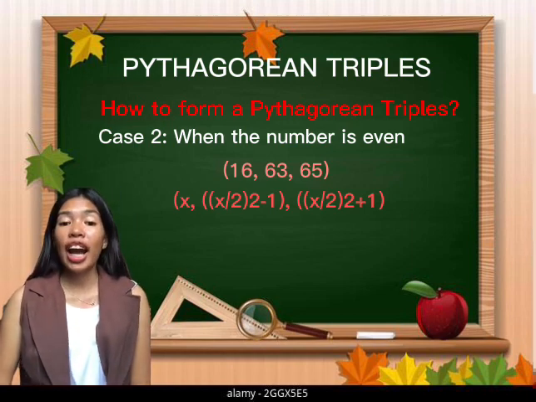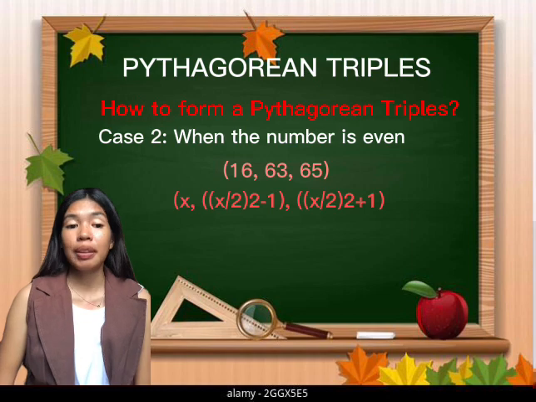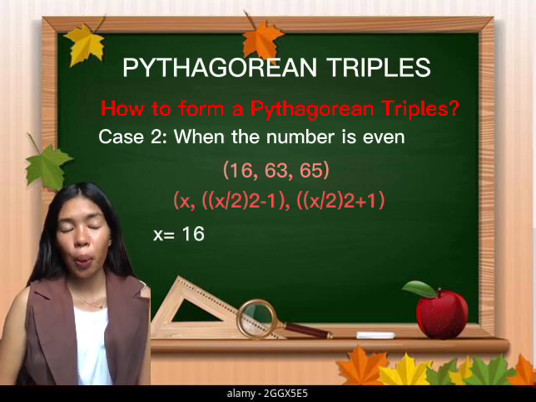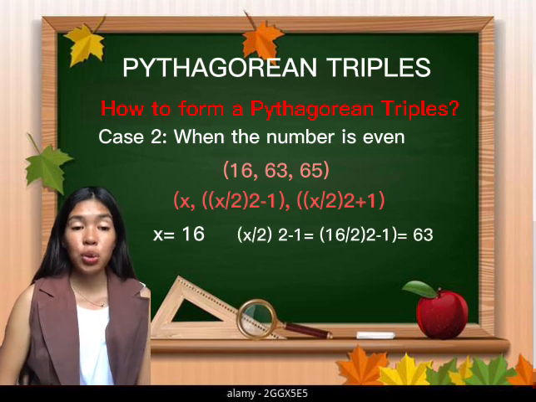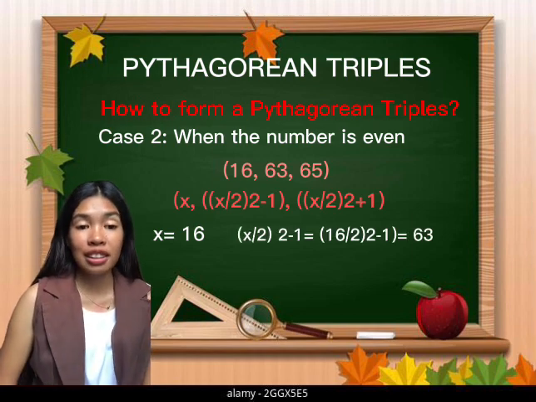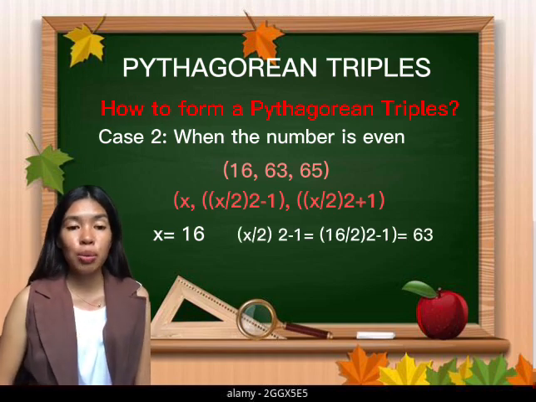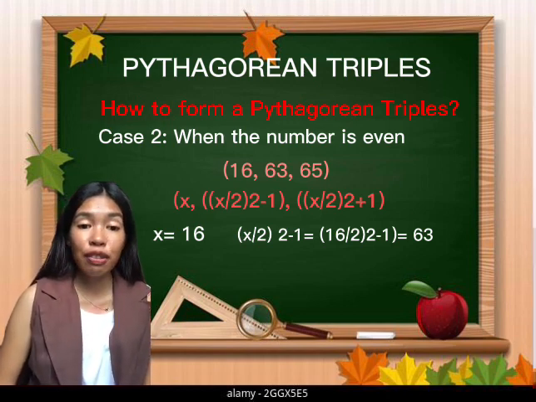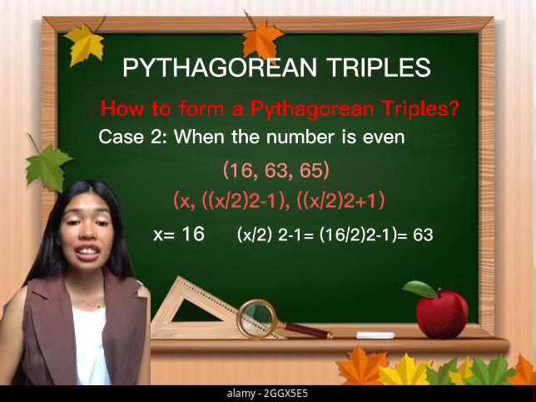Now, we will check how to form the Pythagorean triple. x is equal to 16, which is an even number. So, we have x divided by 2 times 2 minus 1, and that is 16 divided by 2 times 2 minus 1, which is 8 squared minus 1, equal to 64 minus 1, and that is 63.